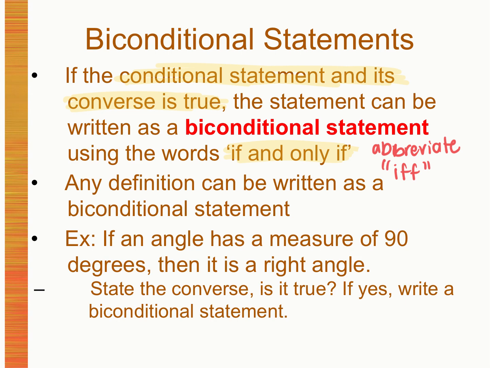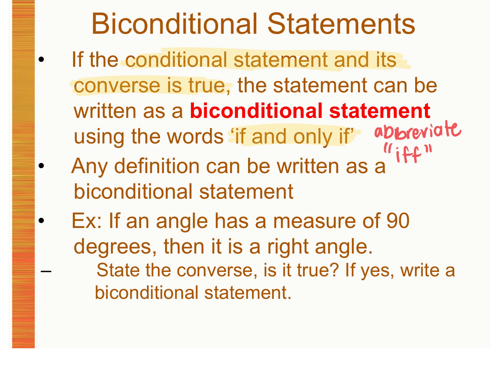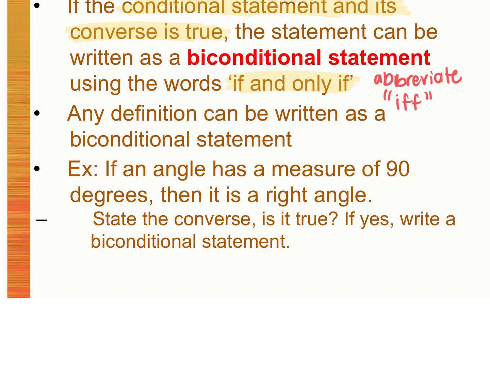Looking at this example, again, both your conditional and your converse have to be true. It says if an angle has a measure of 90 degrees, then it is a right angle. Is that true? Yes. If the angle has a measure of 90 degrees, it is a right angle. So state the converse. Is it true? Let's figure it out.